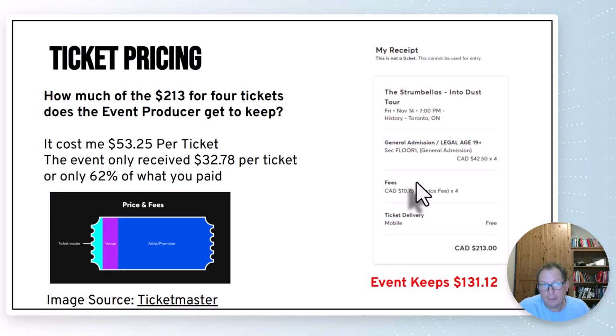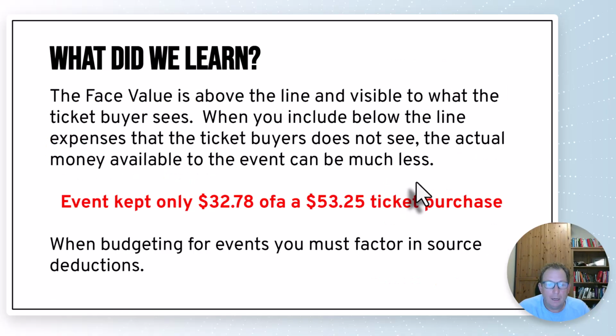This is a really important lesson for anyone looking to produce an event: understand your source deductions and how much of the revenue you get to keep. So what did we learn here? The face value is what you see that's above the line and is visible to the buyer. You as a consumer may think that's what goes to the event, but the actual dollar is much less than that. There's a whole bunch of costs that are below the line, what we call source deductions, that you don't get to keep.